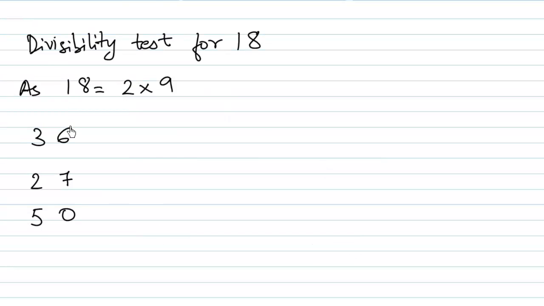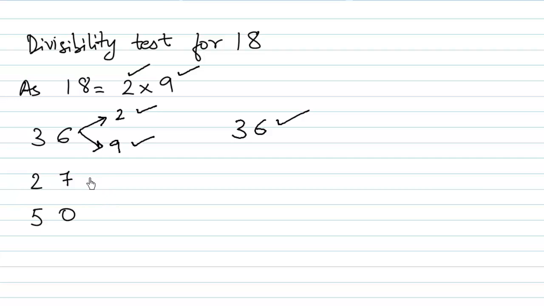Let's take one more example. Divisibility test for 18. As 18 is made up of 2 and 9, it should be divisible by 2 as well as 9. So let us take 36. 36 is divisible by 2 since it's an even number, and 3 plus 6 is 9 and 9 comes in the table of 9, so it is divisible by 9 also. Therefore 36 is divisible by 18.